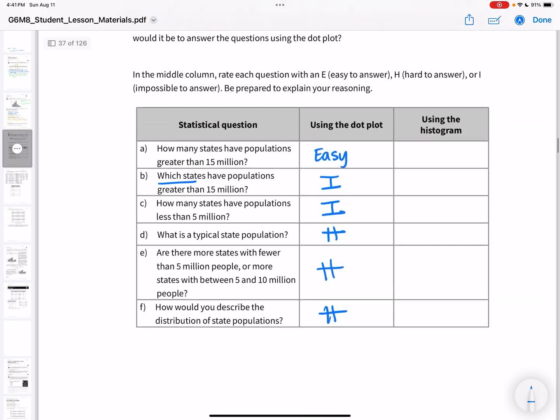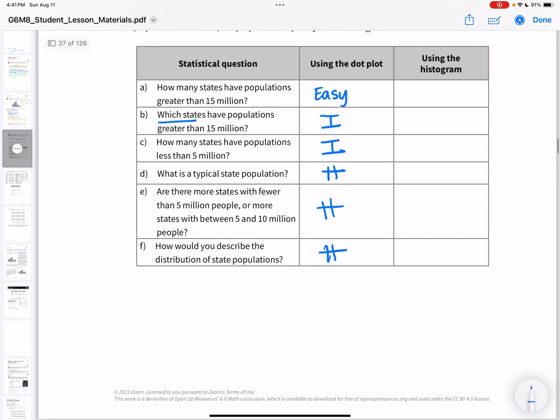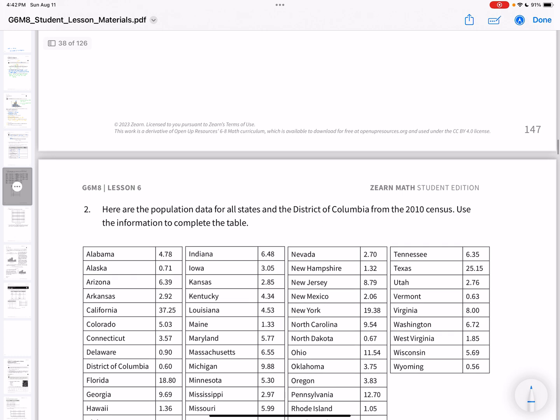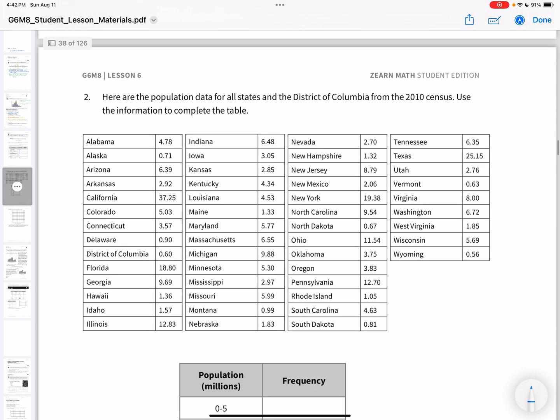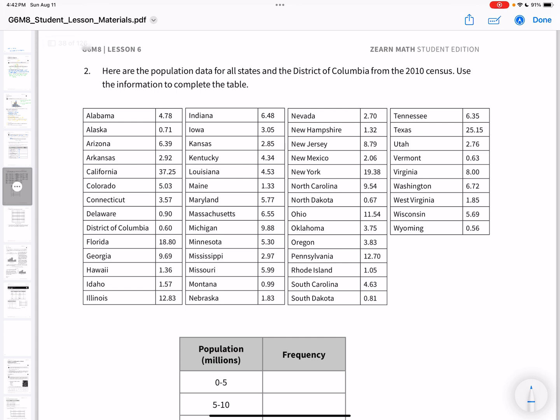Okay, so let's keep going. We are going to come back to using the histogram. Here are the population data for all states and the District of Columbia from the 2010 census. Use the information to complete the table. All right, so now we have all of the data points.